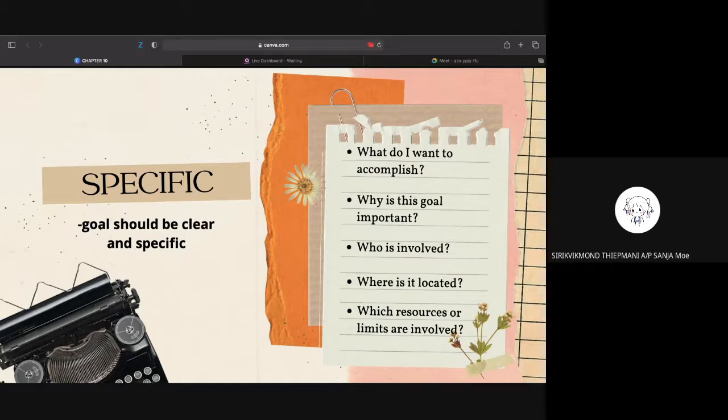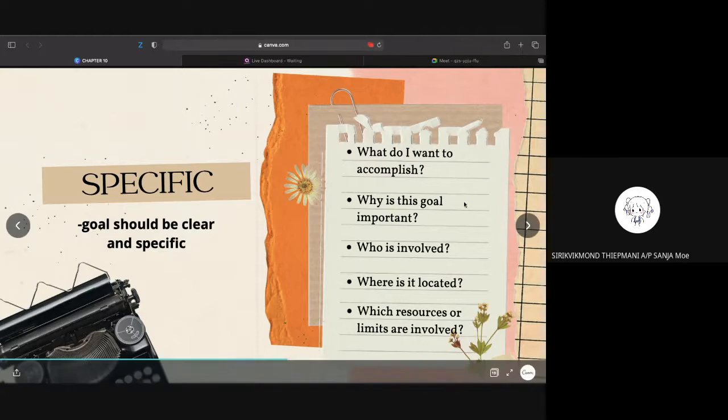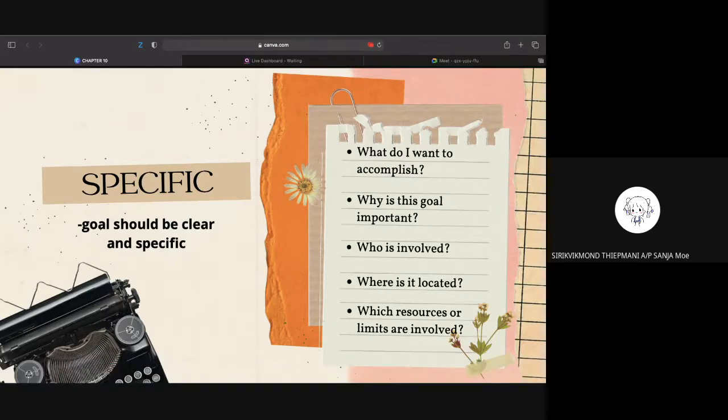An example of a specific goal is, imagine that you are currently a marketing executive and you would like to become head of marketing. A specific goal would be: I want to gain the skills and experience necessary to become head of marketing within my organization so that I can build my career and lead a successful team.